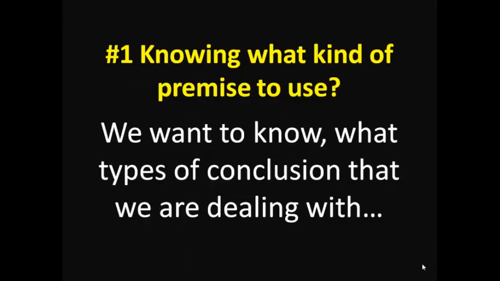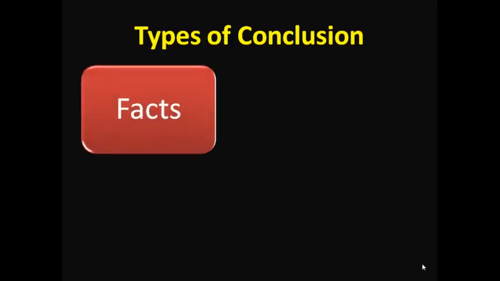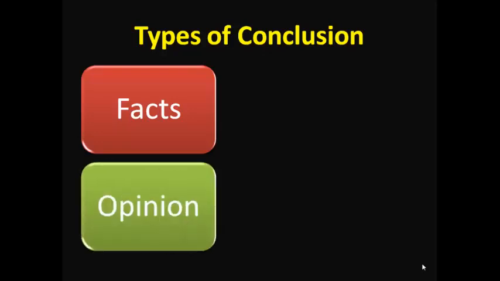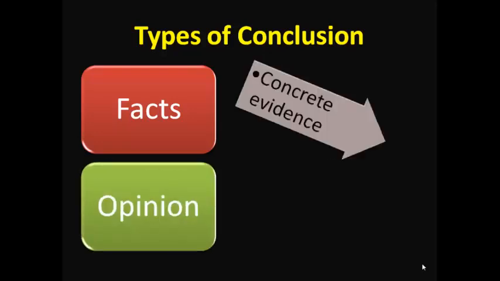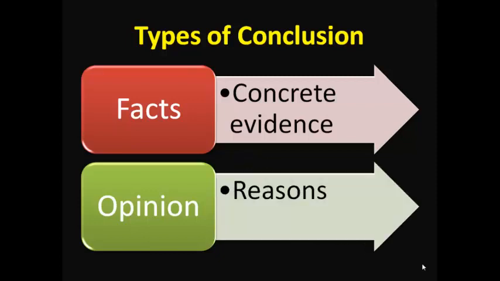Knowing what kind of premise to use. We want to know what types of conclusion we are dealing with. Now, in order to do that, we need to know the types of conclusion. So there are two types of conclusion. The first one is facts, and the second one is opinion. Now, for facts, you want to use concrete evidence to support it. What do we mean by concrete? It means evidence that can be perceived by the senses. You can see, you can hear, you can touch. Now for opinions, you use reason to support it.